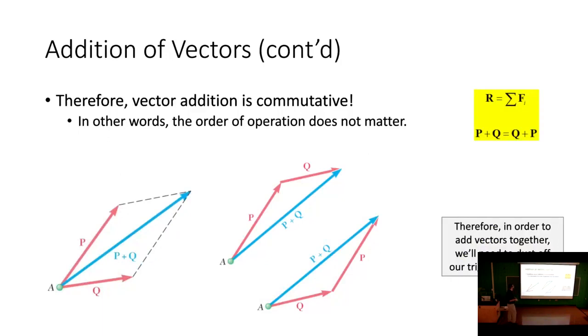Okay? Now, commutativity is a very fancy word for just saying that the order of operations doesn't matter. So in other words, here's vector P, here's vector Q. Okay? What I could do is I could take vector Q, stick it up here, here's the resultant. Or I could do it the opposite. I could take vector P, move it over here, get the same answer.